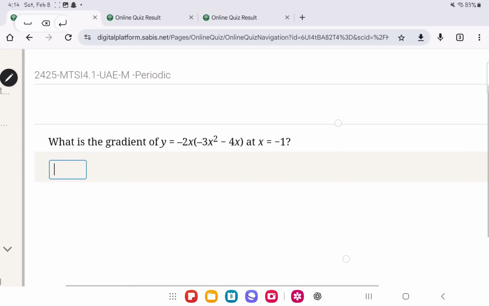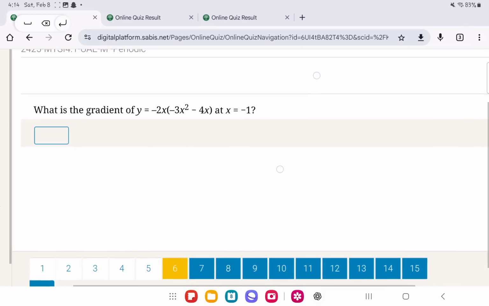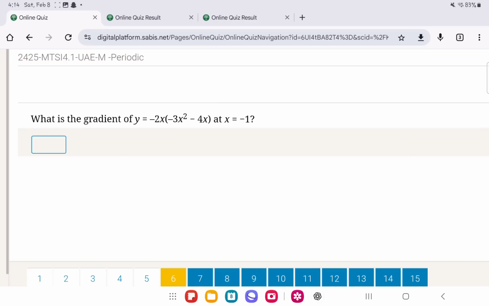They told us, what is the gradient of y is equal to -2x times minus 3x squared minus 4x at x is equal to minus 1. Now guys, I'll tell you something. Before ever doing the derivative, you have to solve everything.